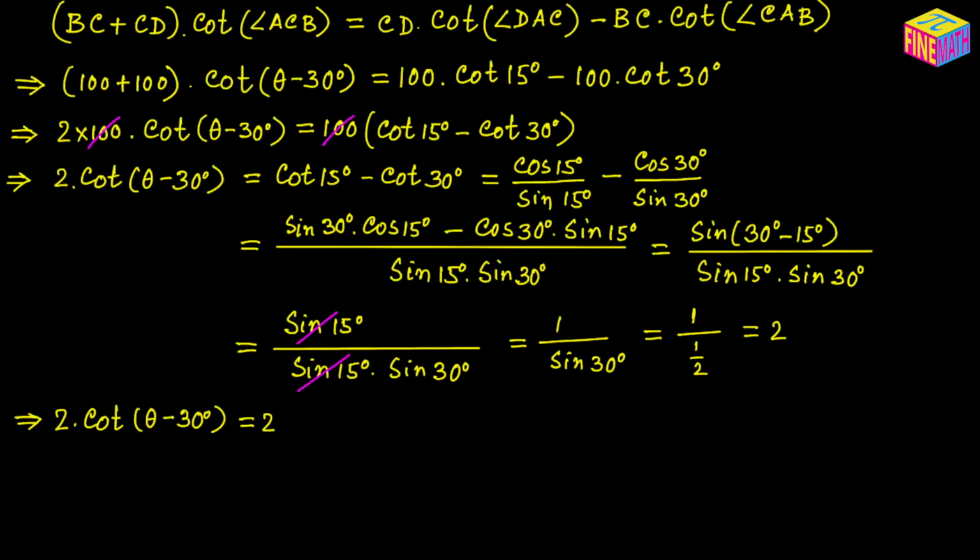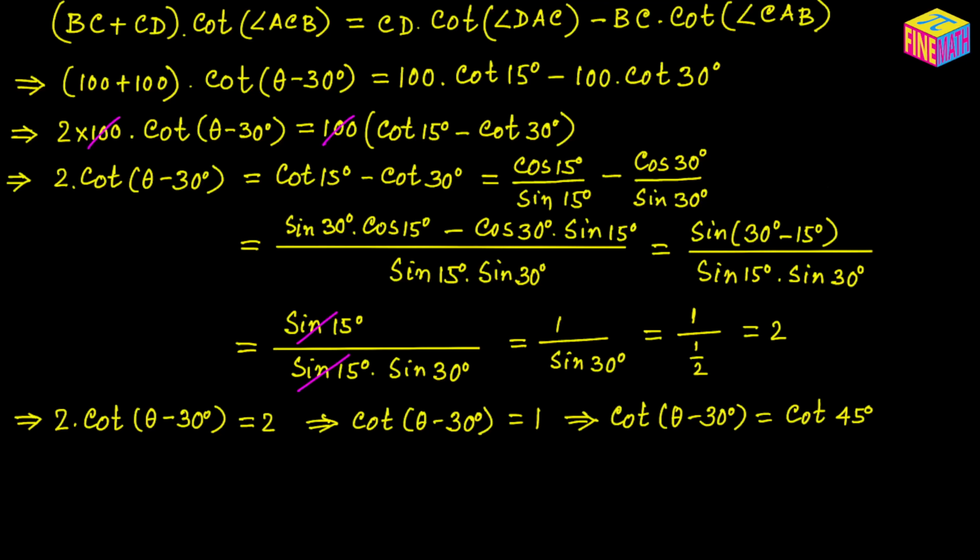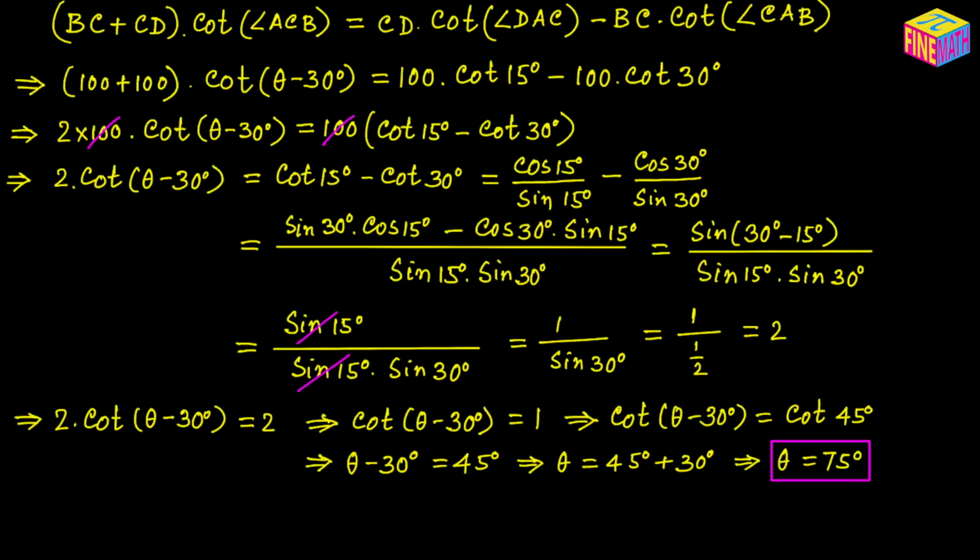Now the 2 on the left hand side and the 2 on the right hand side will cancel out each other, and then we can say cotangent of theta minus 30 degree is equal to 1, and 1 can be written as cotangent of 45 degree. And then we can clearly see that theta minus 30 degree is equal to 45 degree, and therefore theta will be equal to 45 degree plus 30 degree, that will be 75 degree, and that is our answer. So we have been able to find the value of the angle theta, which turns out to be 75 degree, and this is the angle of inclination of the slope of the hill.